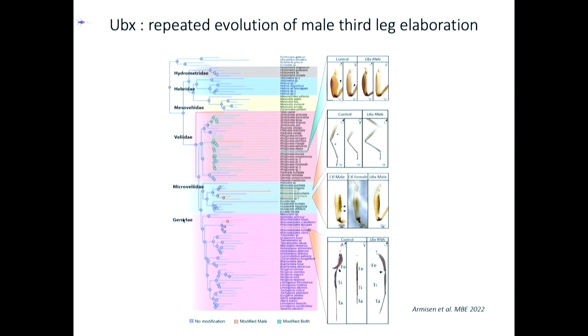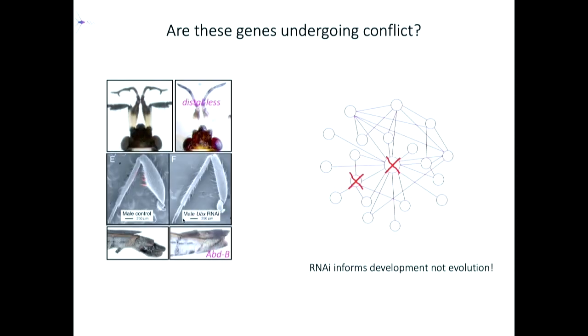And each time when we knock down the gene UBX, we lose these elaborations, regardless of the phylogenetic position or the shape of the elaborations. But the big question that remains is, are these genes or these loci that I'm talking about, distal-less, doublesex, abdominal-B, are these loci undergoing conflict themselves? So what are loci that are undergoing conflict?